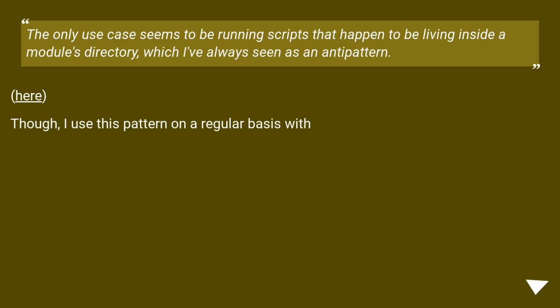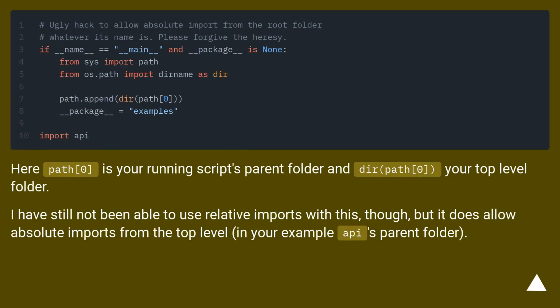Here, though, I use this pattern on a regular basis with. Here path0 is your running script's parent folder and dirname(path0), your top-level folder. I have still not been able to use relative imports with this, though, but it does allow absolute imports from the top level, in your example API's parent folder.